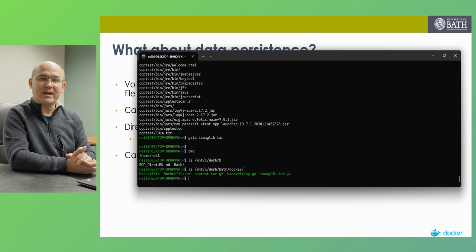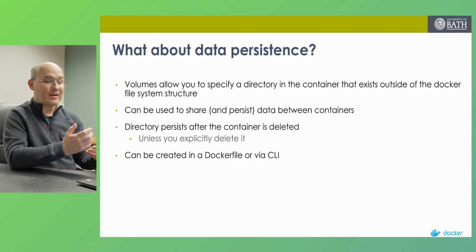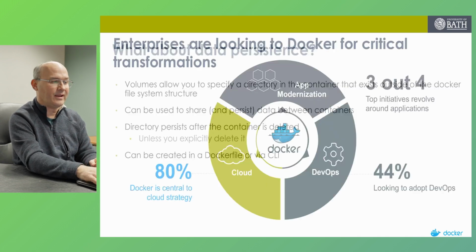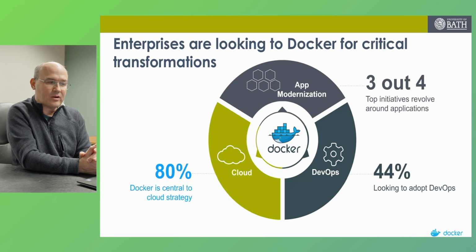Again, for efficiency, it might not be a bad idea to have that as a local drive. So this is on my C drive, just for faster file access and faster file copying as well. It can be used to share and persist data between containers, and it can be created in a Docker file or via CLI.